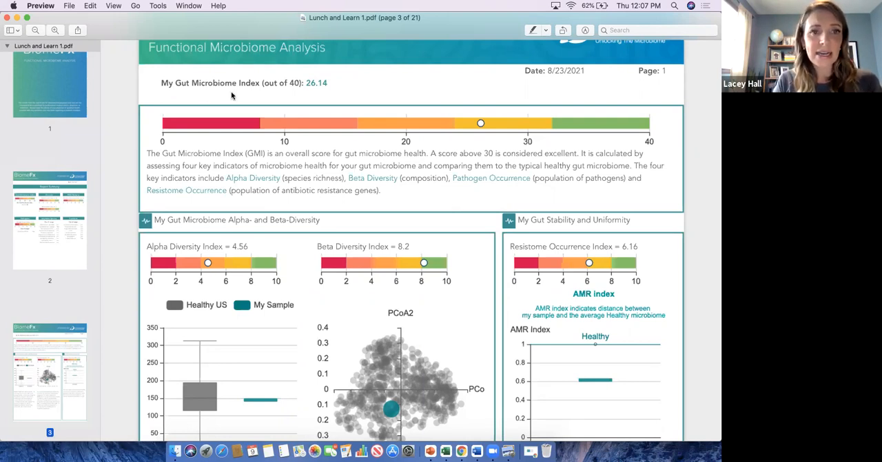Now we get this overall index by adding up 4 individual indices, which would include the alpha diversity, beta diversity, resistome, and then our pathogen occurrence. And I'll go over each of those right now.